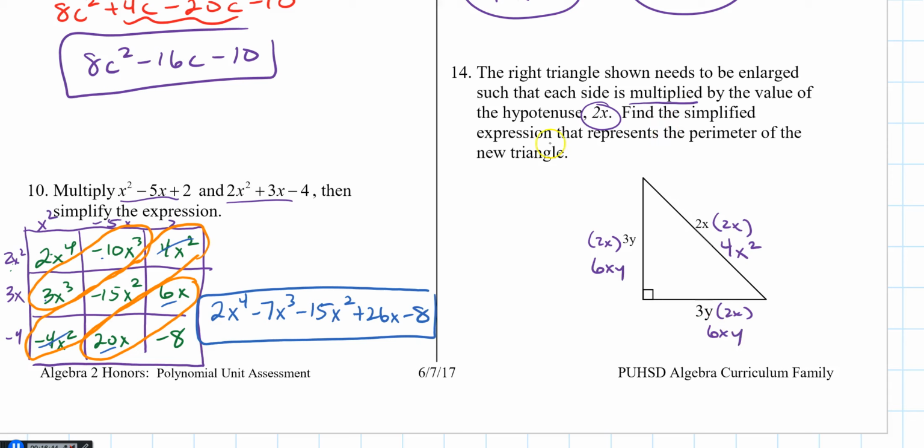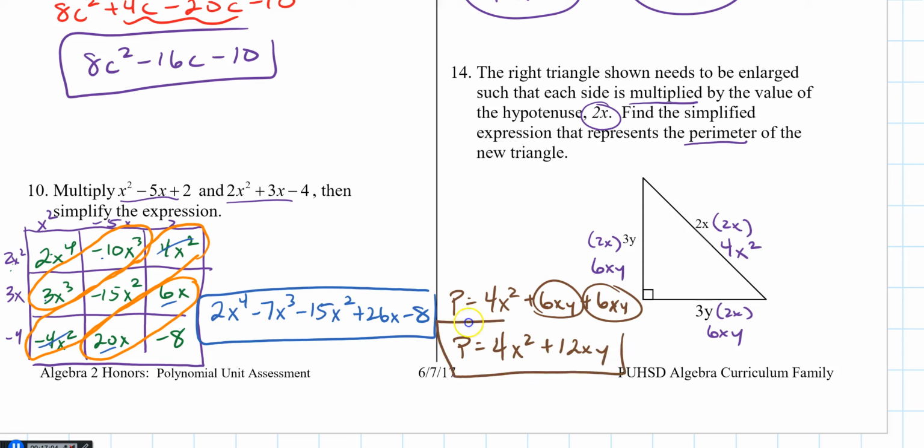It says find the simplified expression that represents the perimeter of the new triangle. Well, once again, we know that perimeter is, add up all the sides. So I have 4x squared plus 6xy plus 6xy. The only like terms I have are these 6xy's. So 4x squared plus 12xy is the perimeter of my new triangle.